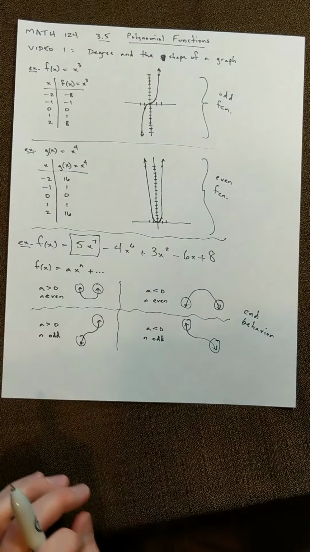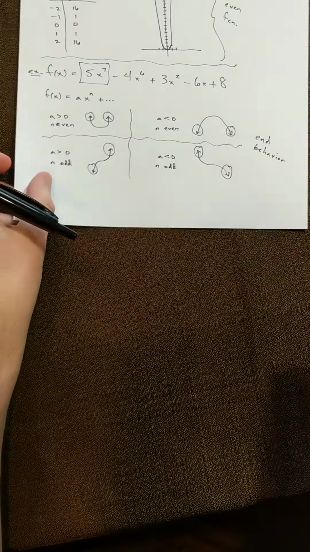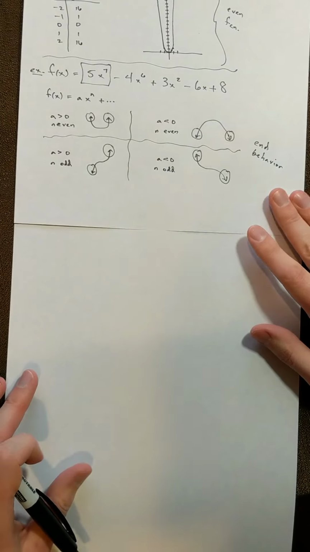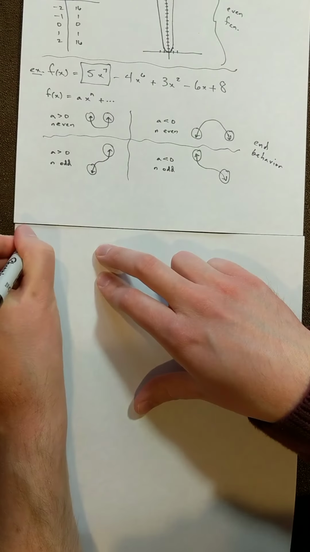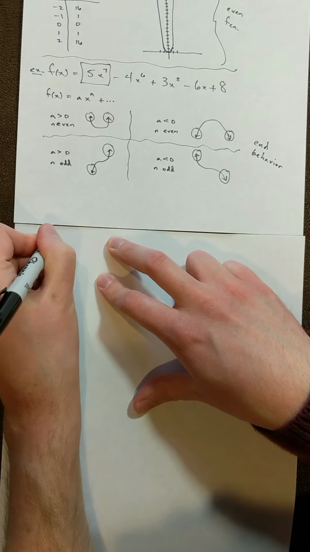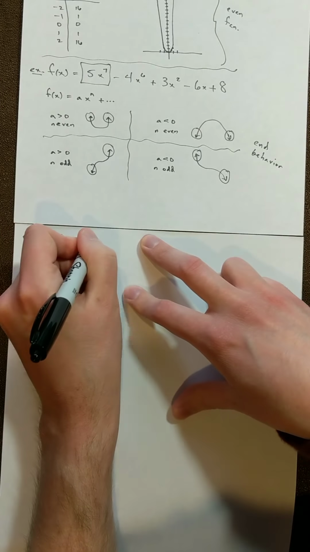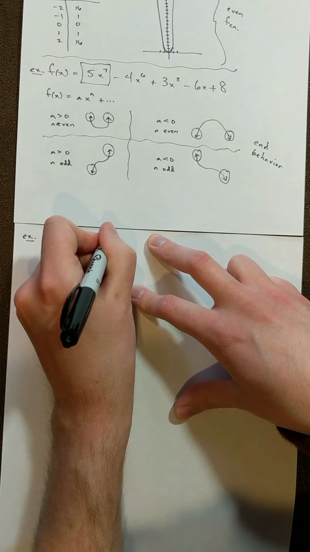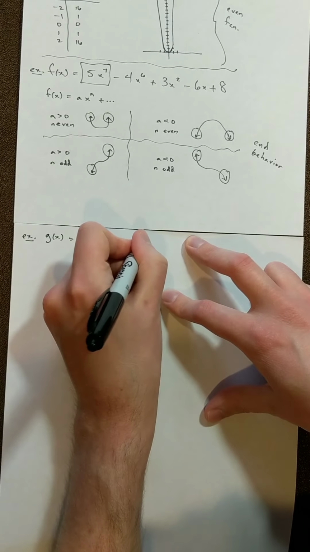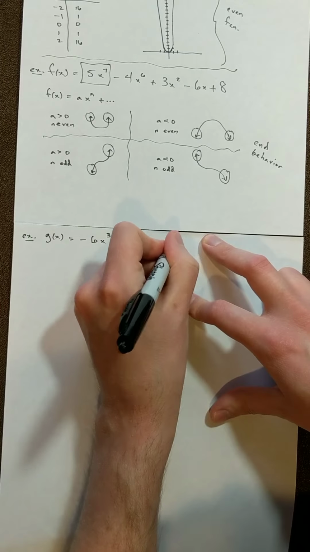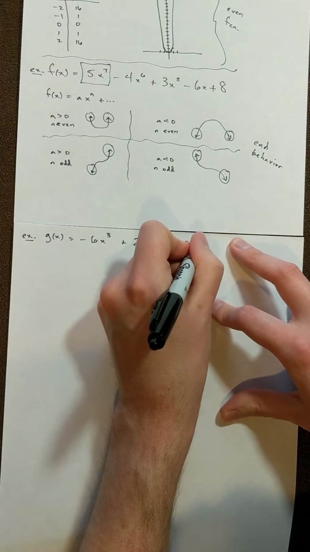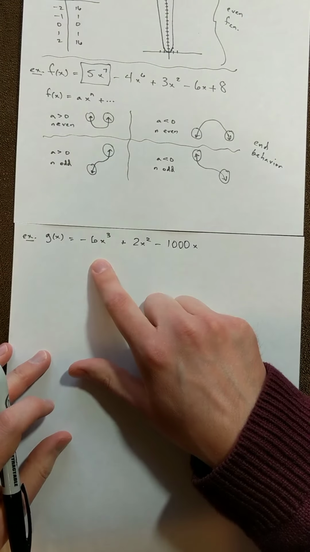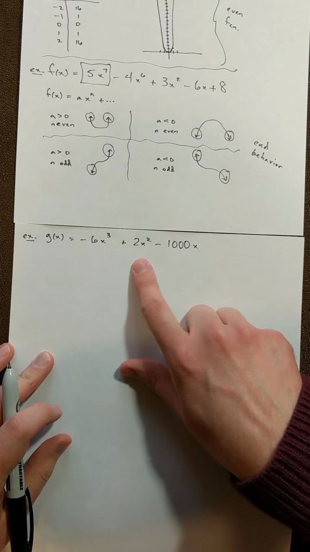Okay, so let's do another example with that. Next example, g of x is equal to minus 6x to the third plus 2x squared minus 1000x. Okay, so if I'm trying to determine the end behavior, I just look at the biggest power of x, which is this one.